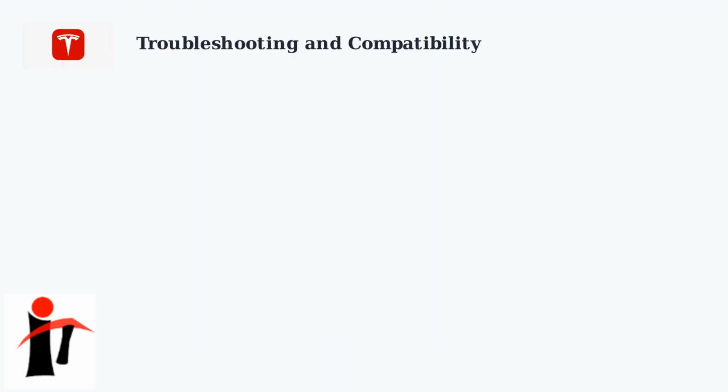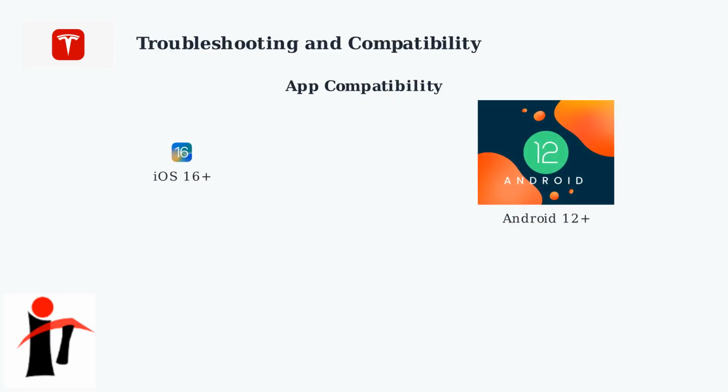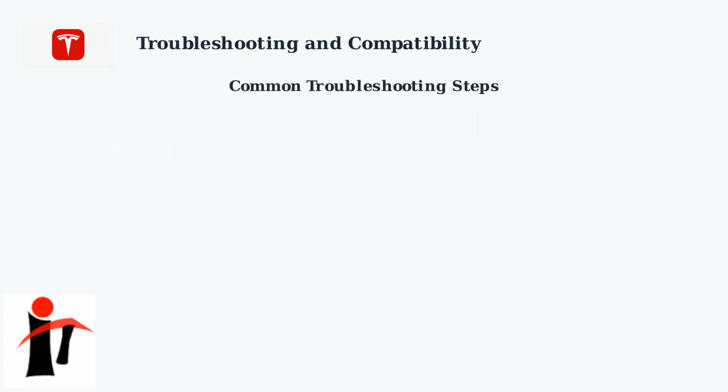Let's look at troubleshooting common issues and compatibility requirements for the Tesla app. The Tesla app is compatible with iOS version 16 and later, as well as Android version 12 and later. Make sure your device meets these minimum requirements for full functionality. If you encounter issues, start with basic troubleshooting. First, try restarting the Tesla app by closing it completely and reopening it.